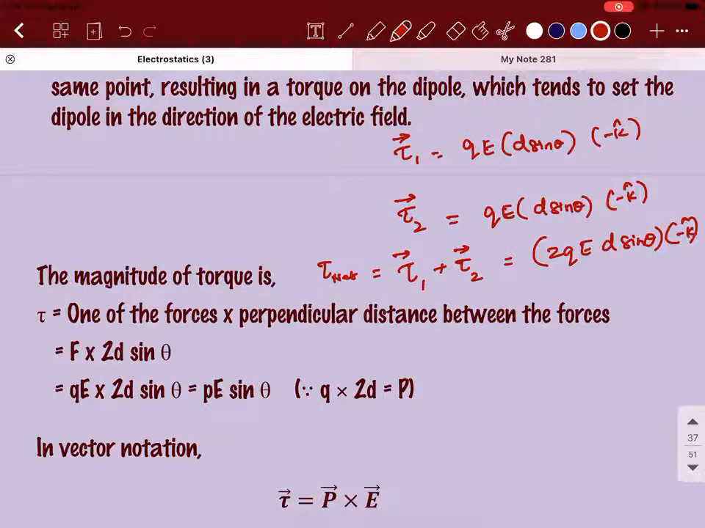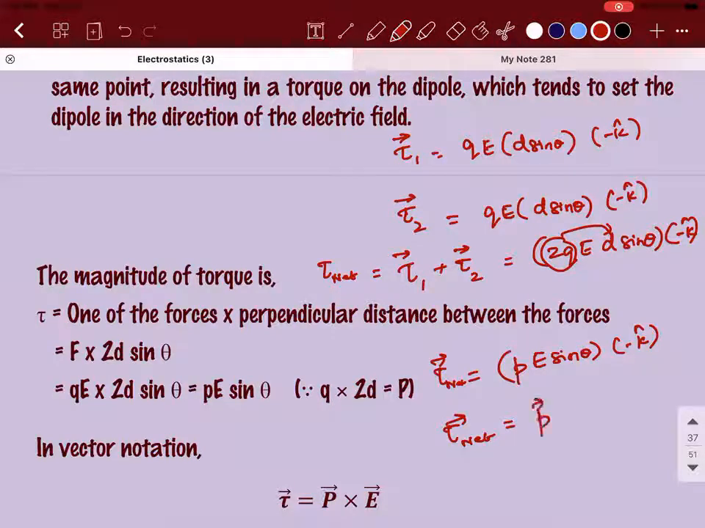Accepted? Now 2q into d is what? Dipole moment. So this will be pE sine theta in the direction of minus k cap, and this is going to be the net torque that is acting. From here, if you want to write it in the vector product form, you write it as p vector cross E vector, and it is not equal to E vector cross p vector. Always have this in your mind.